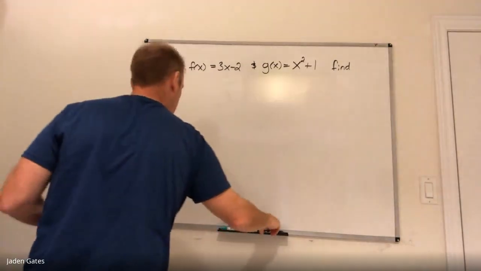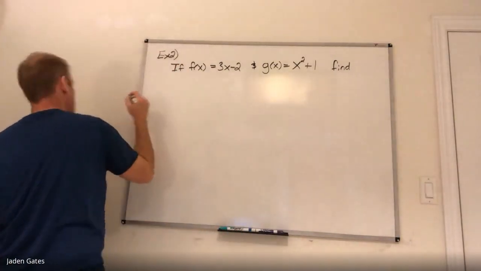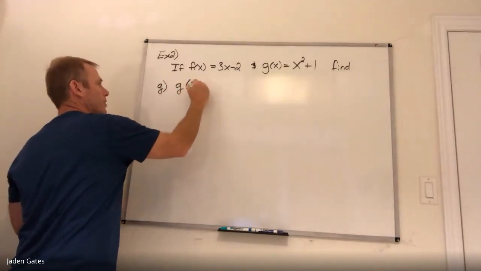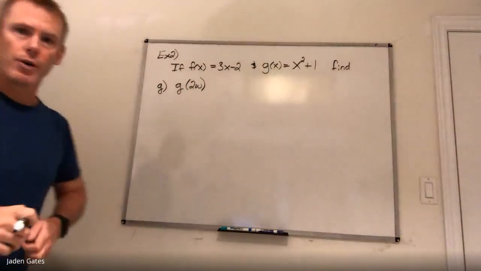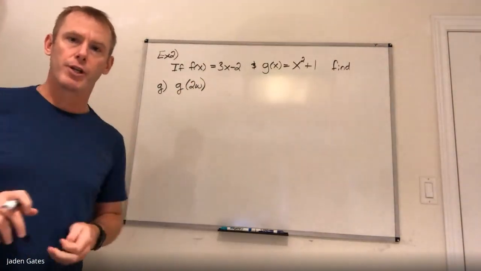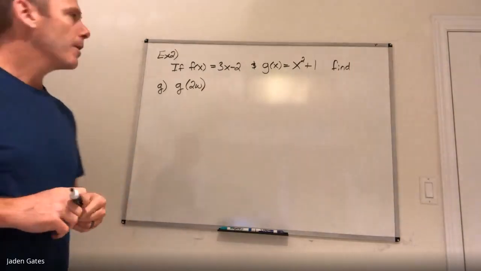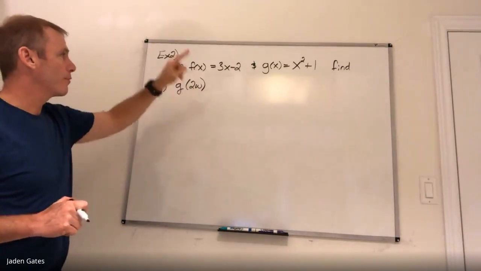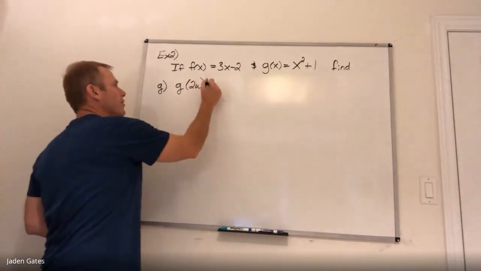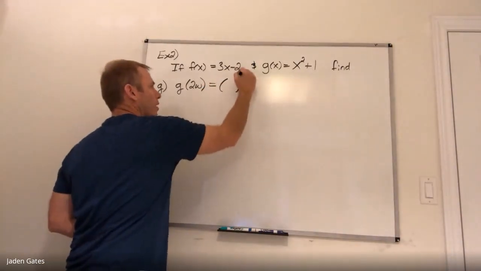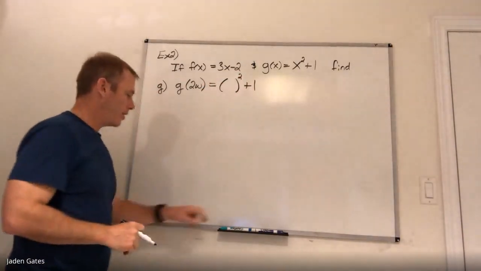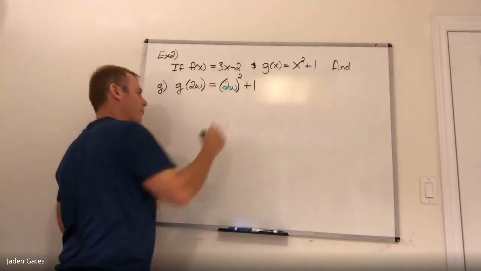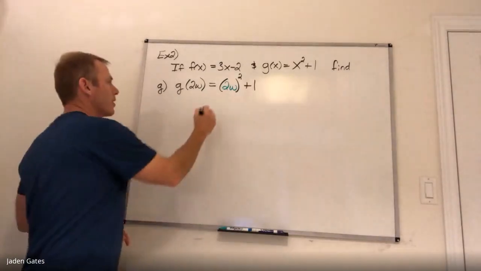g of 2w, okay? This is question G, and it is g of 2w. So again, I have a polynomial inside the function notation, so that means our answer is going to be a polynomial. It is saying take the g equation, but sub in 2w for x. So again, the g equation is x squared plus 1, but as I said before, I'm subbing in a 2w for x.